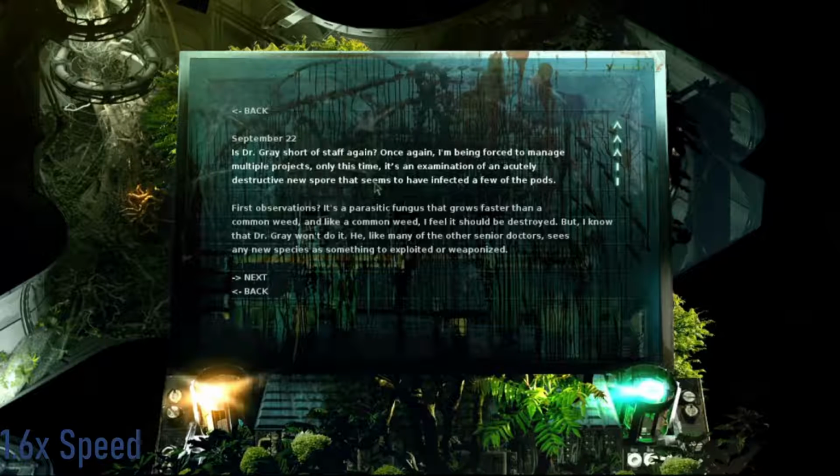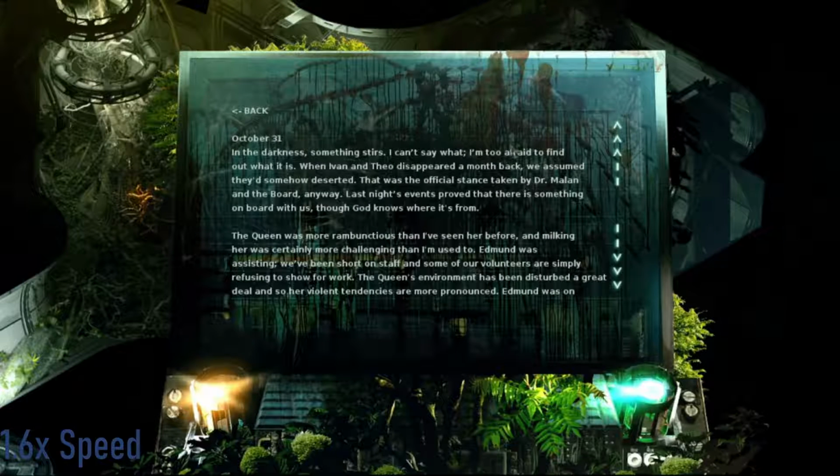Oh my goodness, this is what happened. And like a common weed, I feel it should be destroyed, but I know that Dr. Gray won't do it. He, like many of the other senior doctors, sees any new species as something to exploit or weaponize. So this is Dr. Gray's fault then. Okay, in hydroponics there's this experiment on this queen and also this new spore, right? And there's another department that was cloning people, trying to accelerate the cloning process.